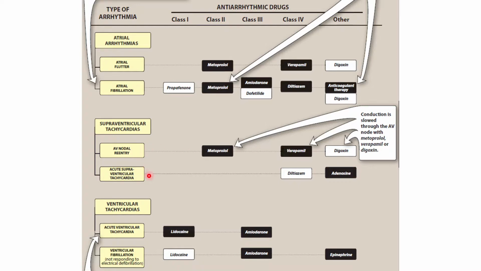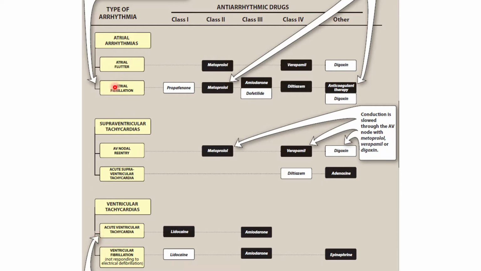Then the most dangerous arrhythmias are ventricular, and ventricular tachycardias are treated mostly with the class 1 and 3, so mostly with lidocaine. Lidocaine is injected intravenously and mostly effective for the acute ventricular tachycardia. And amiodarone, that is a class 3 potassium channel blocker, is also mostly effective. And then the most dangerous type of the arrhythmia is ventricular fibrillation.